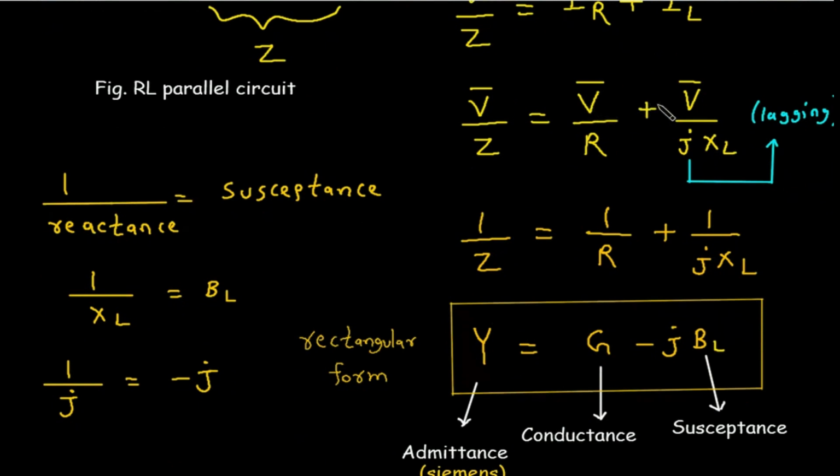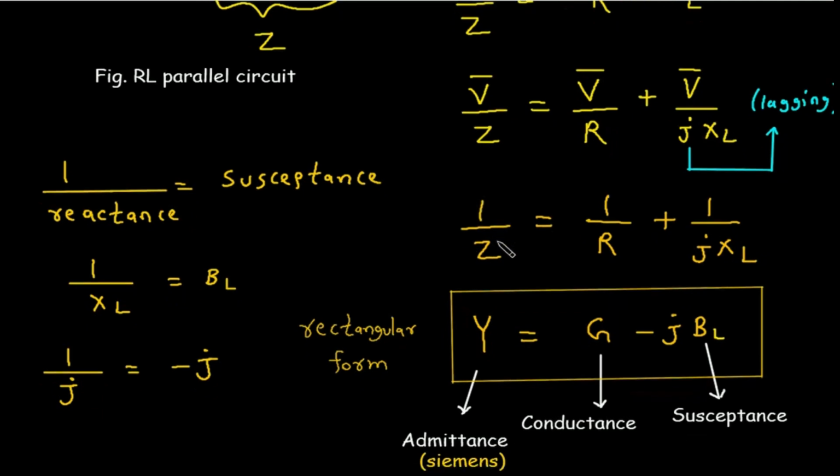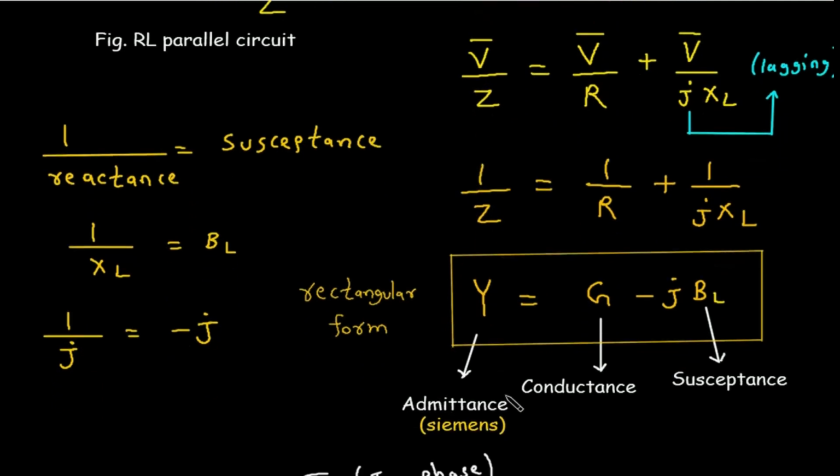Now we can take V phasor common from here. So this V phasor and this V phasor will get cancelled. So what remains? 1 by Z is equal to 1 by R plus 1 by jXL. The reciprocal of impedance is admittance, and it is represented by capital Y. The unit of admittance is Siemens.